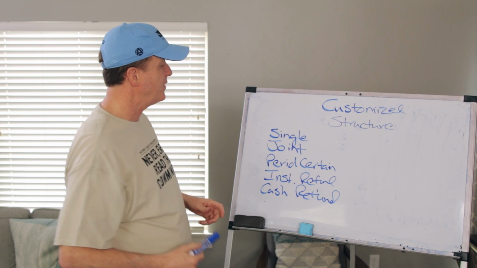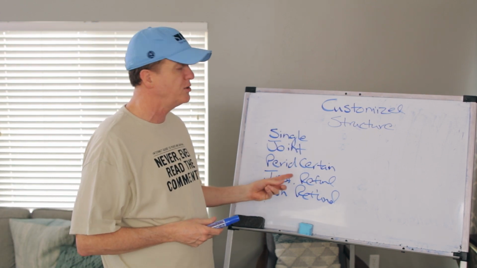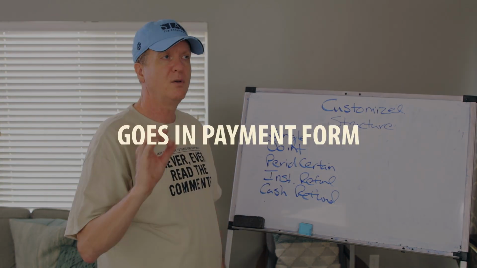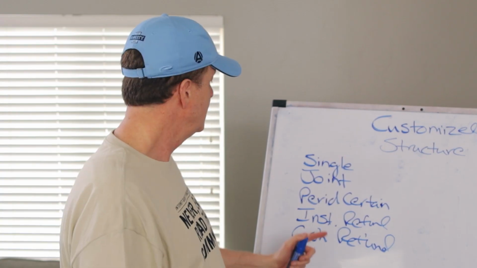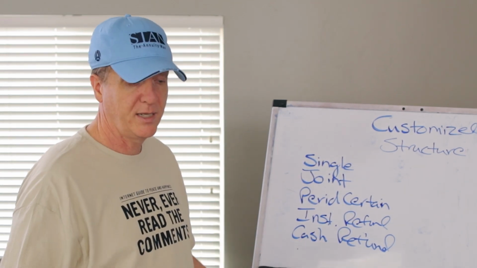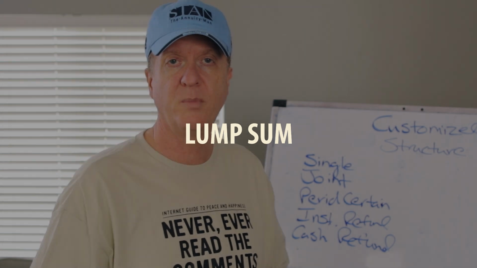Installment refund, I think, is one of the best backstops you can put in place, because what that means is any unused money upon your death goes in payment form to the list of beneficiaries on the policy. Cash refund is, like it sounds, when you die, the money goes lump sum to the beneficiaries of the policy upon your death.